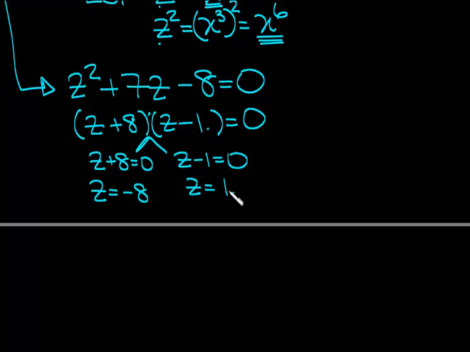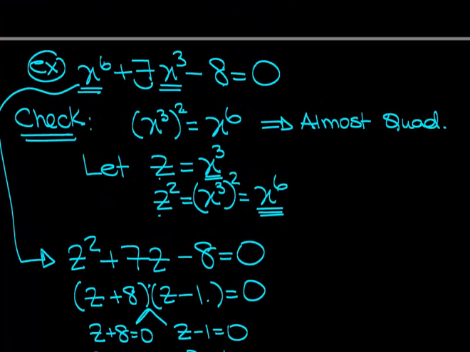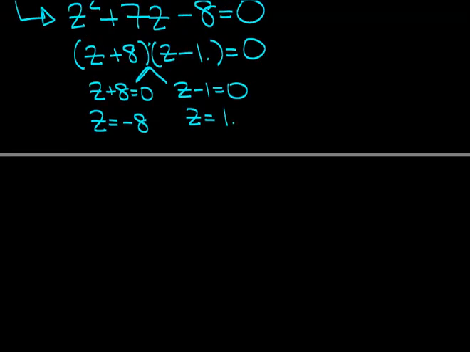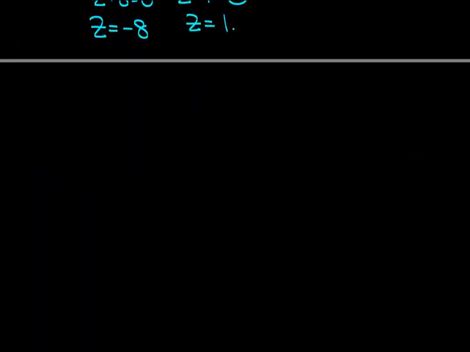But we cannot do that because the problem we originally started to solve was to solve for x. Right now we just solved for z, not for x. So we have to change the z back to x. So what is z? x cubed. So I can replace my z over here with x cubed. So I get x cubed is equal to -8 and x cubed is equal to 1.